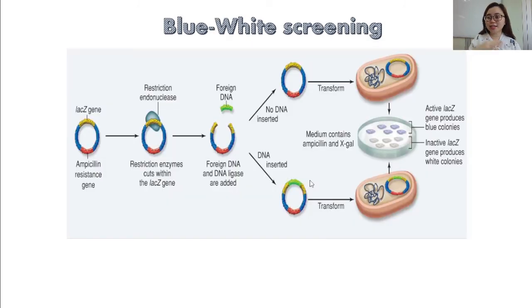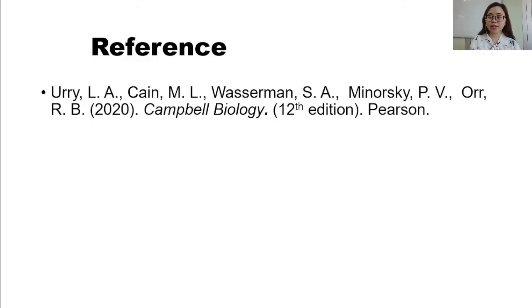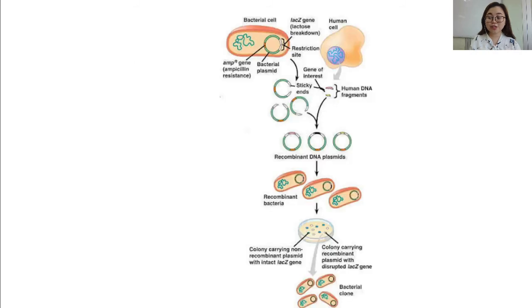Alright, so once again, this is a diagram that illustrates how the blue-white screening functions and works. Okay, everything that I've taught you is referenced from the chemical biology textbook. Alright, so that's it. It seems long-winded as I explain, but actually it is very brief. There are only 6 steps, and as long as you are able to explain each of these 6 steps, you are okay.